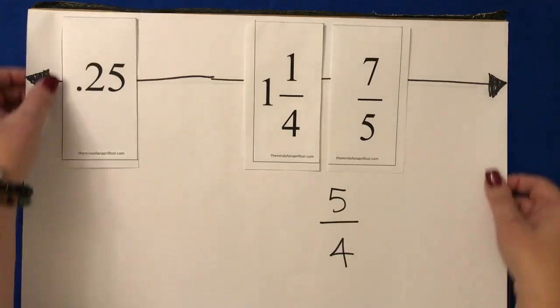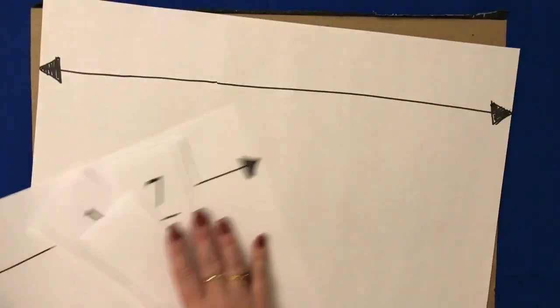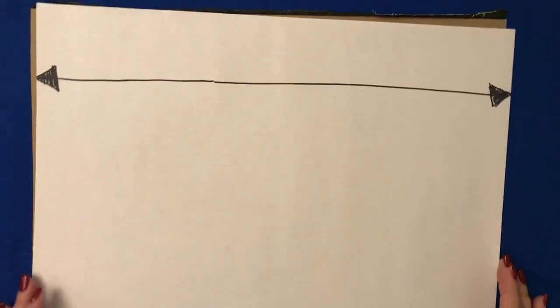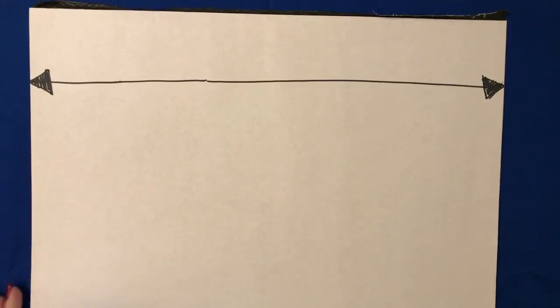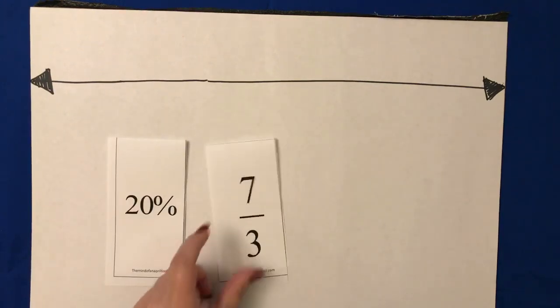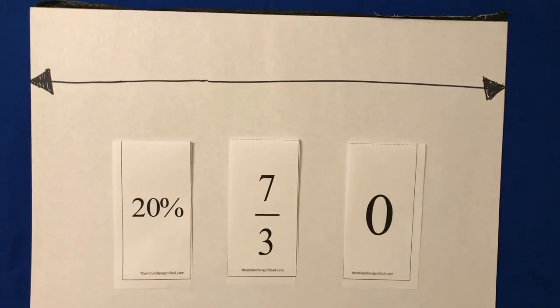Now I'm going to give you one more to try out here. There's 3 more values we're going to look at. But with these 3 values, I'm going to throw in a percent. Let's see if you can figure this out. So what if I give you 20%, 7/3, and 0? Tell me what you want me to do. Are there any of the 3 that you know right off the bat where you would put it?